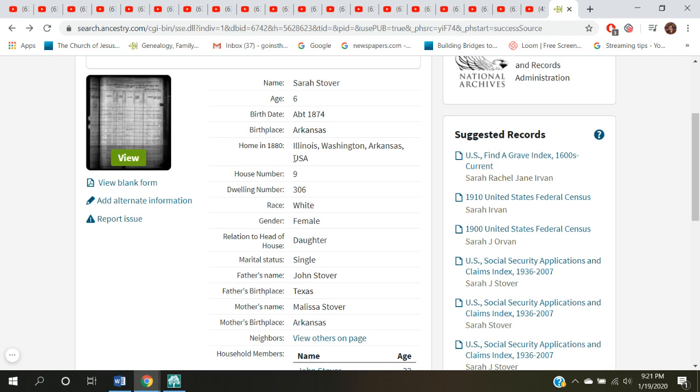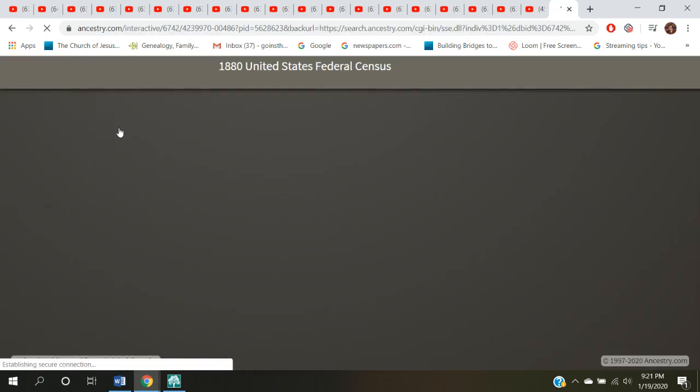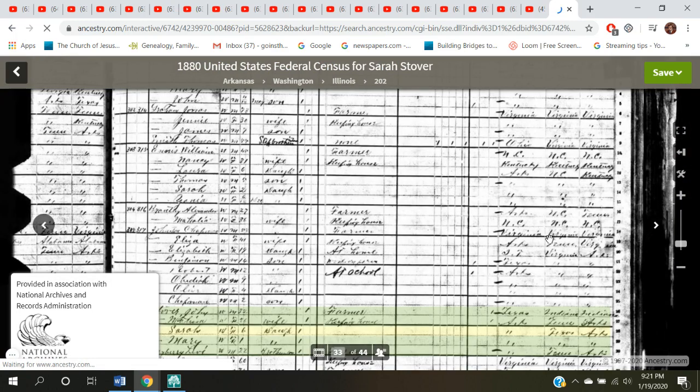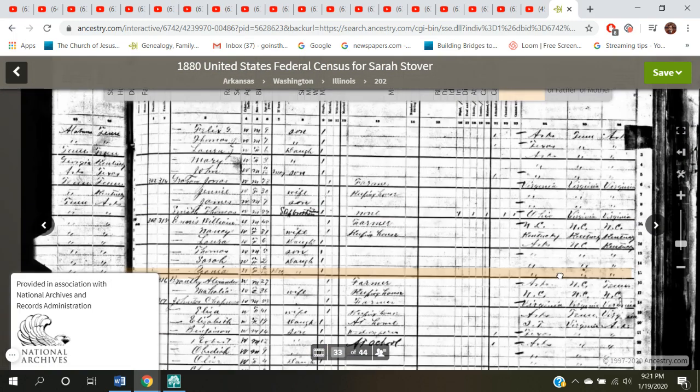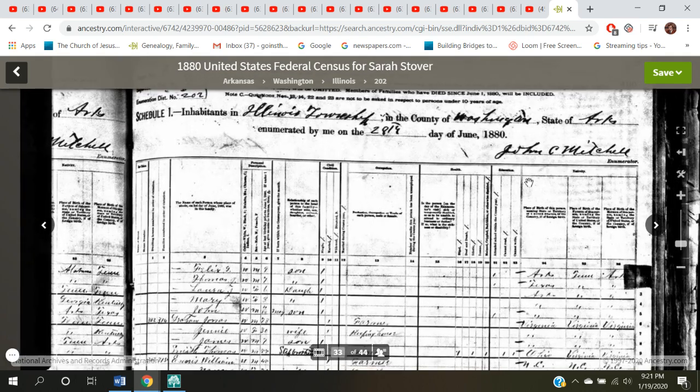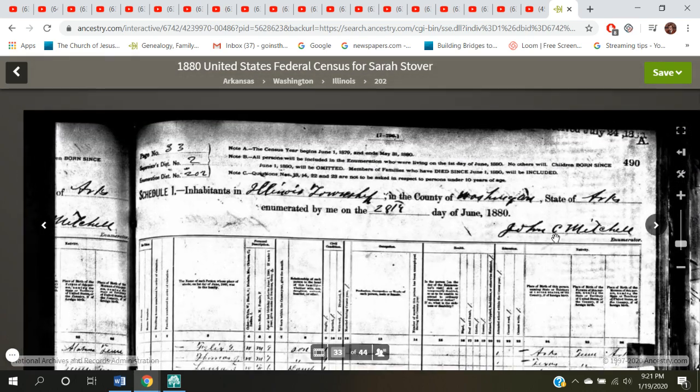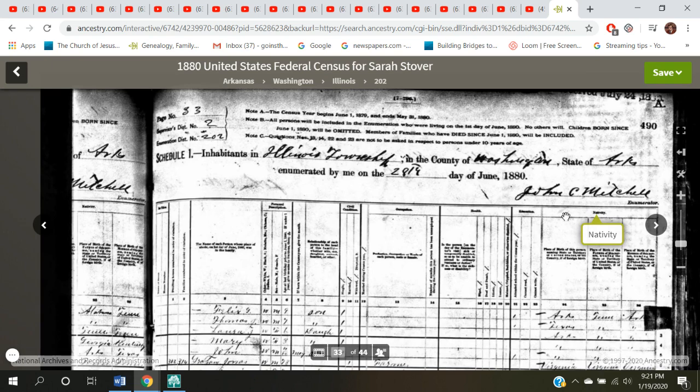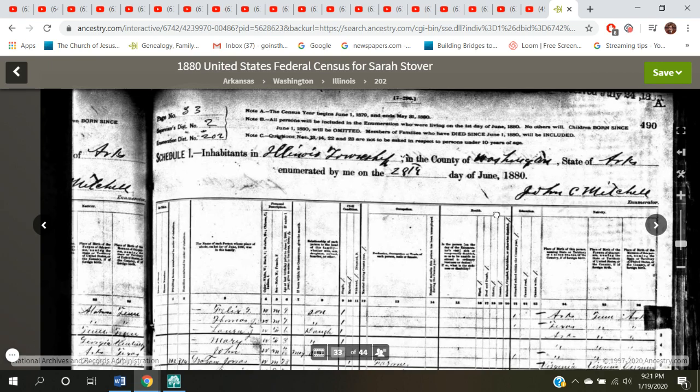Okay, so what I'm going to do is open the census here so we can see the image. And like I mentioned before, this is a microfilm. So it was taken on special film that is microscopic and has to be put on a special reader to blow it up so you can see it. This has been scanned or digitized, so I'm going to try to find it on here.